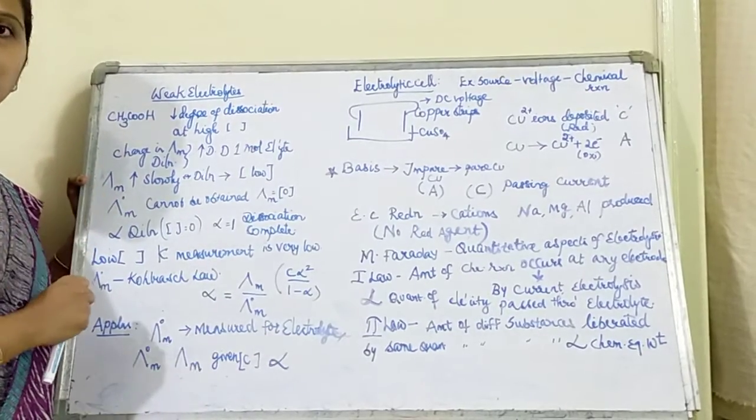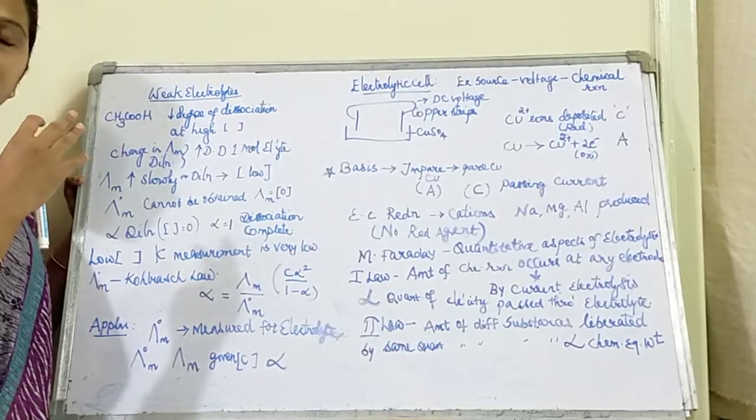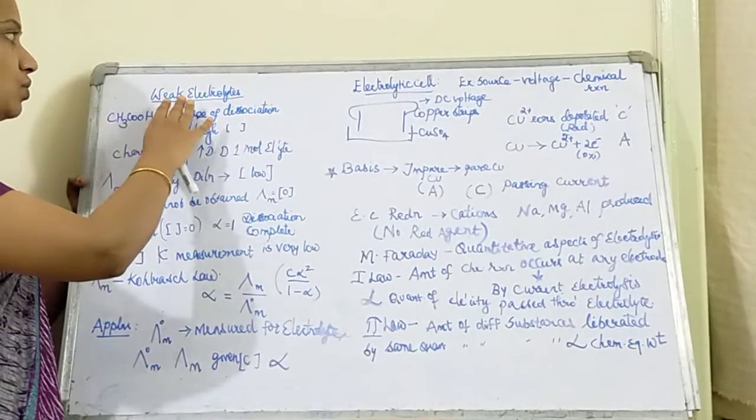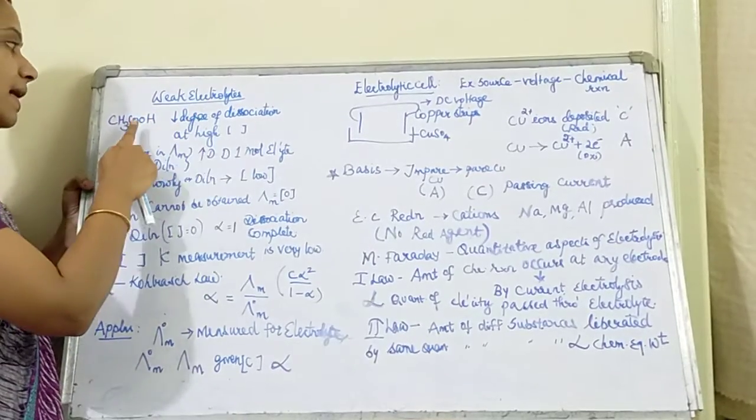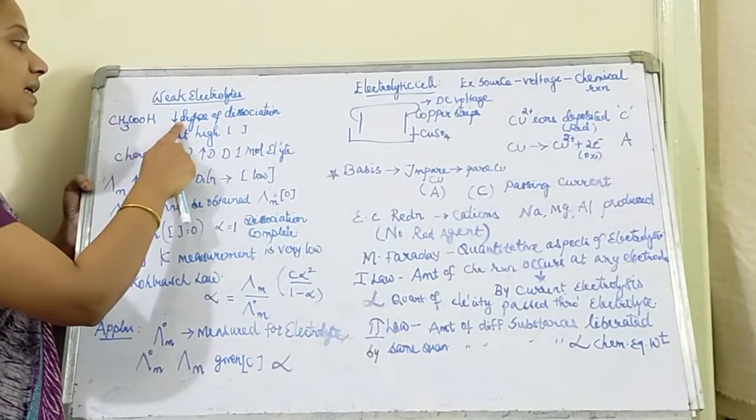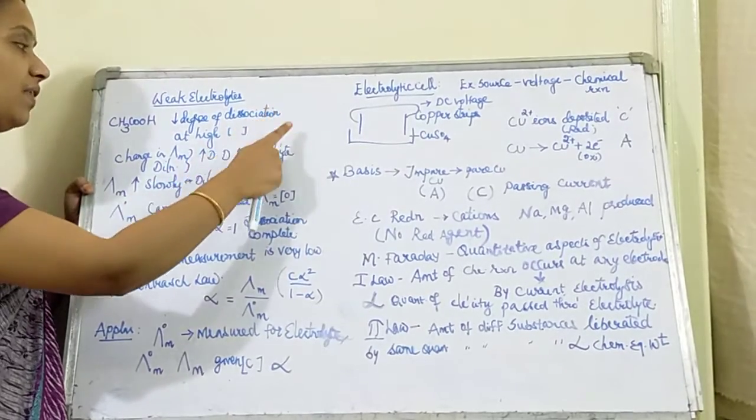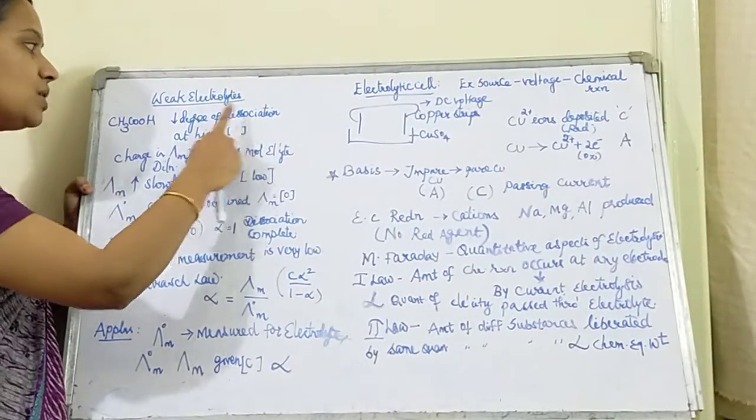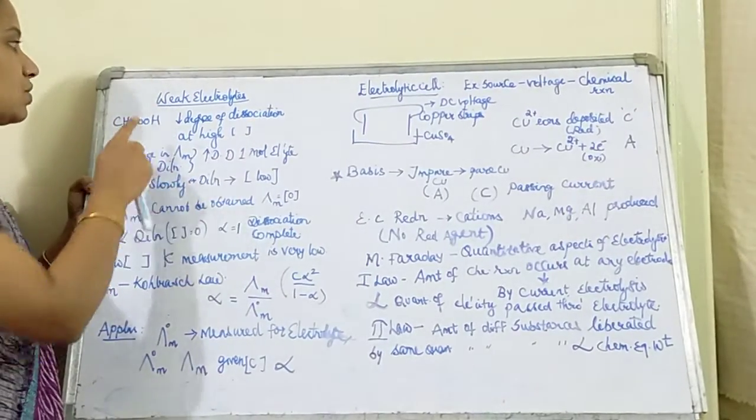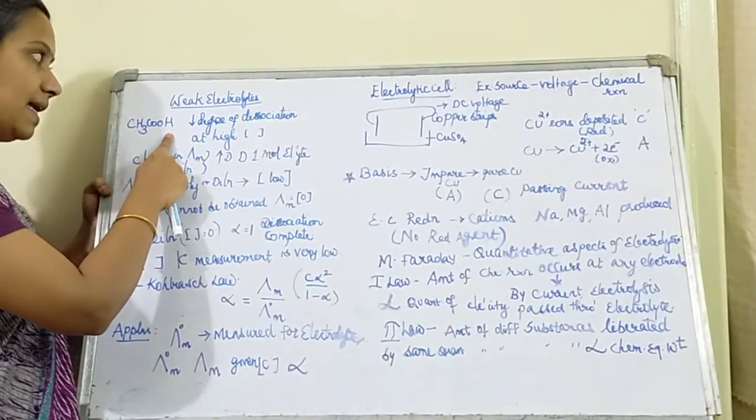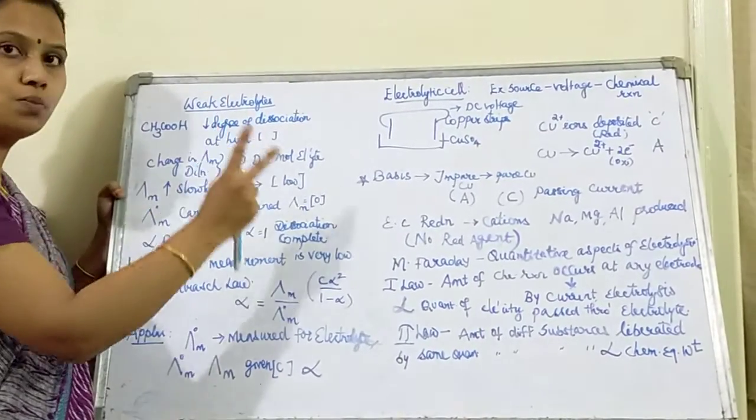Depending upon the magnitude of conductivity, we have divided the substances into different categories. I am going to talk about weak electrolytes in today's session. For a weak electrolyte like acetic acid, the degree of dissociation, which we have studied in class 11, is alpha. The degree of dissociation is less when the concentration is more.